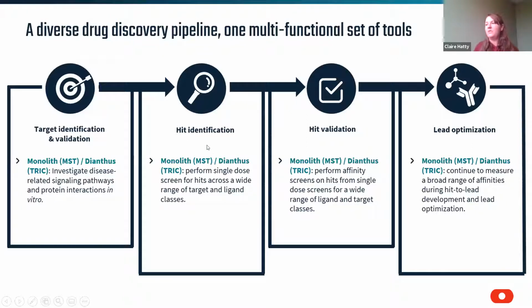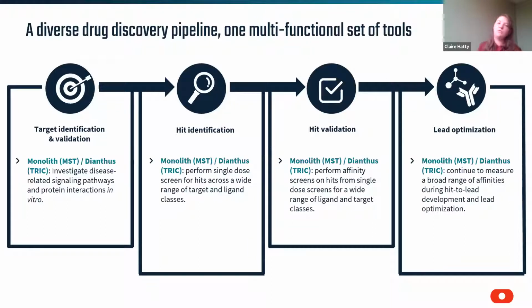This is where we would say we have our target and we would perform a single dose screen for this target across a wide range of ligands. So we throw a bunch of different potential ligands at it to see if they bind. And this is generally a single dose, so just a yes/no binding response. Then if we have hits from that, we move on to hit validation. Again, we use these binding technologies to perform affinity screens, so we look at the affinity of different potential binders to the target.